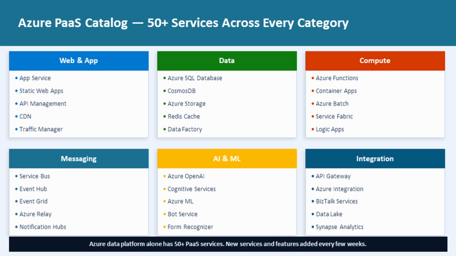AI and machine learning services are growing rapidly. Azure OpenAI, Cognitive Services, Azure Machine Learning, and Form Recognizer for document intelligence. In integration and analytics, you have tools like API Gateway, Azure Synapse for analytics, and Data Lake for big data scenarios. The Azure Data Platform alone has over 50 PaaS services. New services are added every few weeks. This means the right PaaS service for your specific need almost certainly exists or is coming soon. And this abundance reinforces the value of defaulting to PaaS. You're not stuck, and the ecosystem only grows.